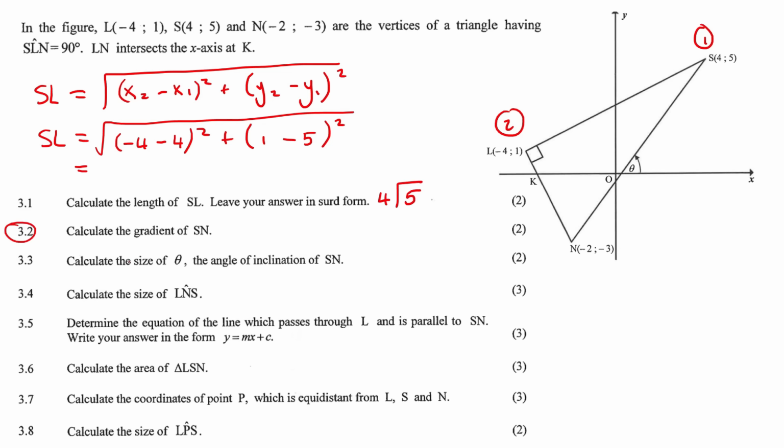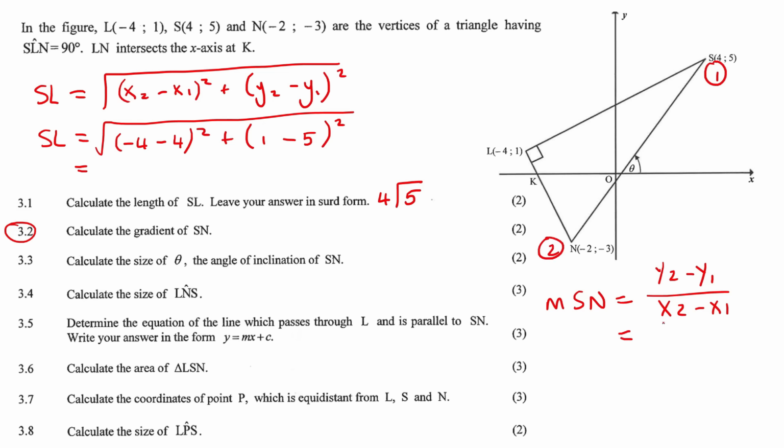Right, next question. Calculate the gradient of SN. These are easy marks, hey guys, because this is just using formulas. So y2 minus y1 over x2 minus x1. This is now for SN. We can call this point number 1, for example, and this number 2. You can do it the other way, it doesn't matter. So minus 3 minus 5, and then minus 2 minus 4. That'll simplify to 4 over 3.